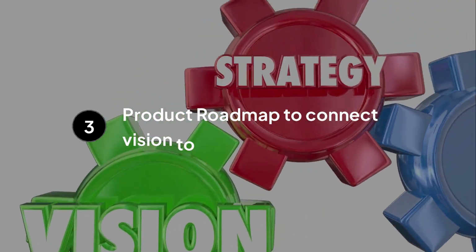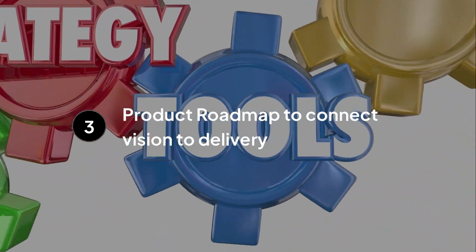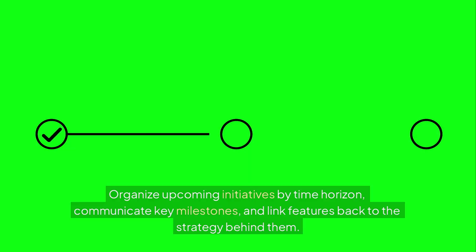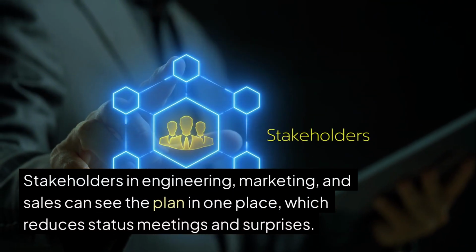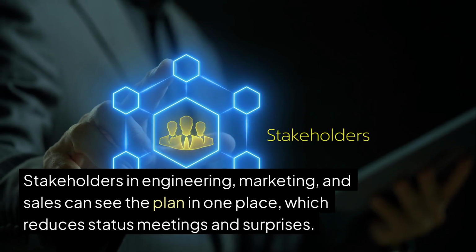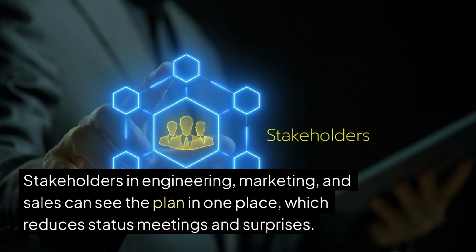Use a product roadmap to connect vision to delivery. Organize upcoming initiatives by time horizon, communicate key milestones, and link features back to the strategy behind them. Stakeholders in engineering, marketing, and sales can see the plan in one place, which reduces status meetings and surprises.